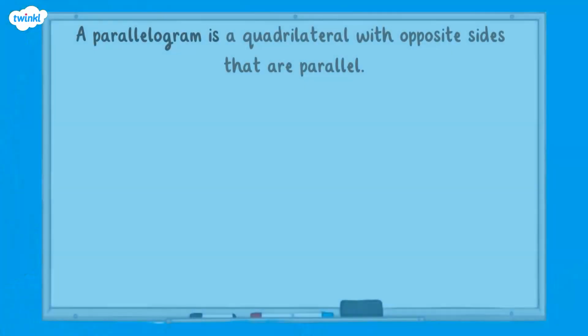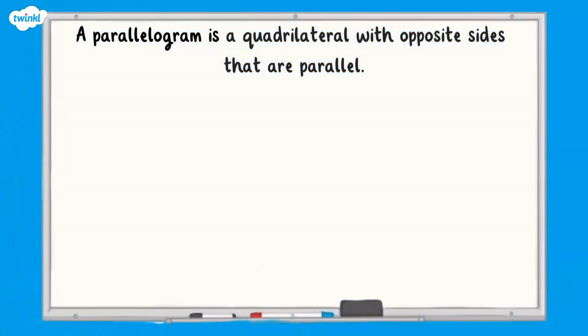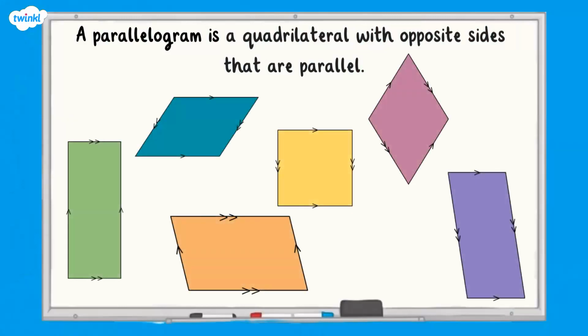A parallelogram is a quadrilateral or 4-sided shape with opposite sides that are parallel. Here are some examples of parallelograms with the parallel sides labelled. Rectangles, squares and rhombuses are all types of parallelogram.